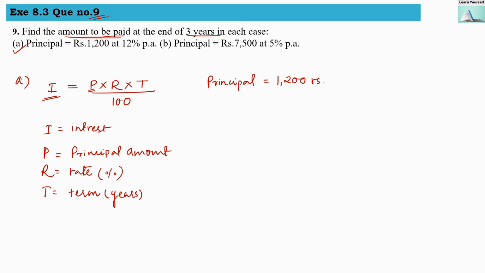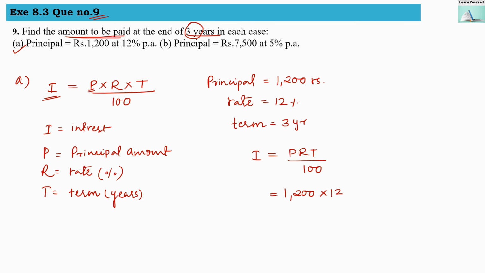12% rate is there, so rate is 12%. 3 years will be the term, so term will be 3 years. So we have taken this amount for 3 years. We have to find out the amount to be paid. So let us use this formula, I equals PRT divided by 100. So principal amount is 1200, rate is 12%, term means we have taken it for 3 years, divided by 100.